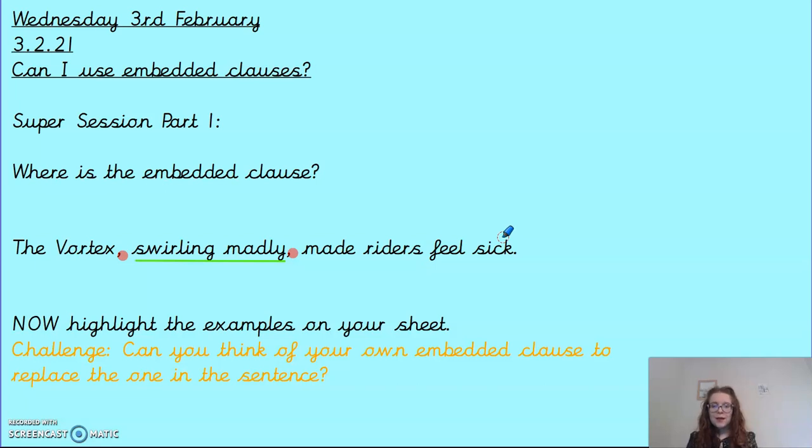Yes, that makes sense. But if we add in swirling madly, it's giving us so much more information and making our writing pop. Okay, have a look at your example sheet and see if you can find all of the examples of embedded clauses. And then your challenge here is, can you think of your own embedded clause to replace the one in the sentence? So up here, instead of swirling madly, I might have the vortex, zooming speedily, made the riders feel sick. So I've added my comma there. So I've replaced that and I thought of a different one. Can you do that with one of those in the sentence? Okay. When you're ready, we'll move on to the super session part 2.